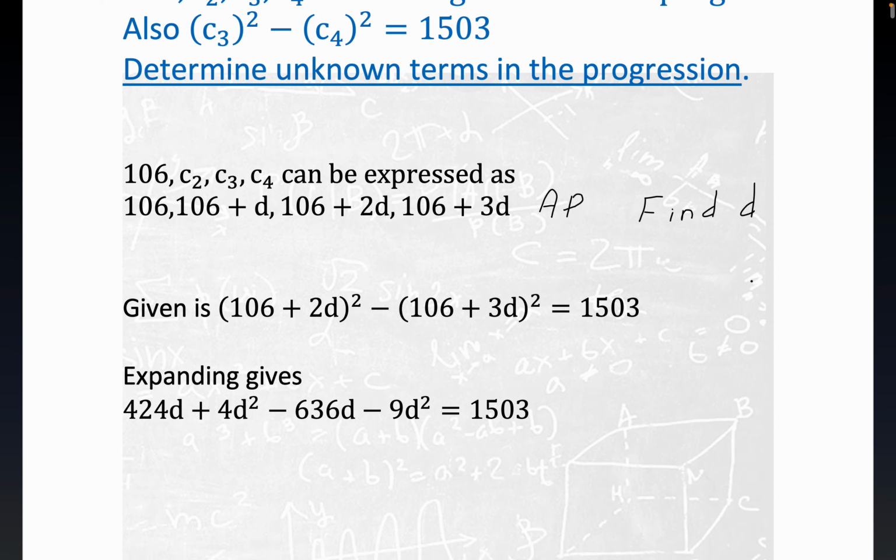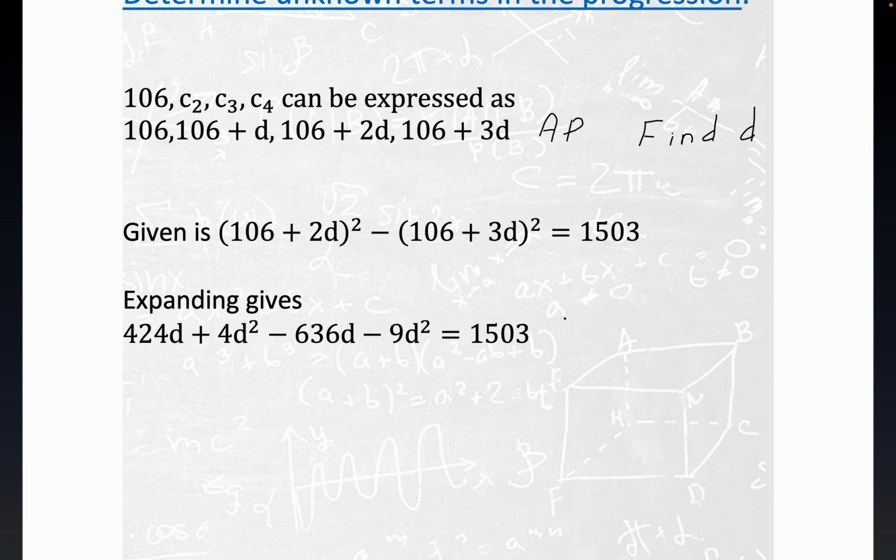Now, what do we have here? It looks like this would simplify to minus 5d squared when you combine the d squared terms, and then minus 212d, all equals 1503. All right, so you see, y'all, this is an accomplishment because we have a quadratic in the variable that we're seeking. Once we find d, we can substitute in here and we'll know what our progression was.